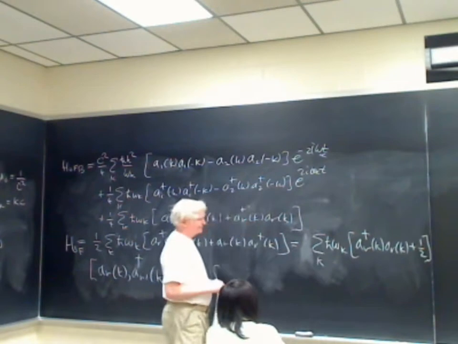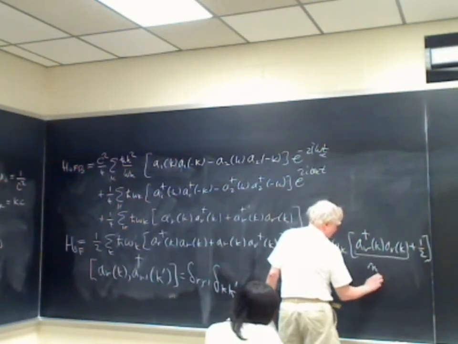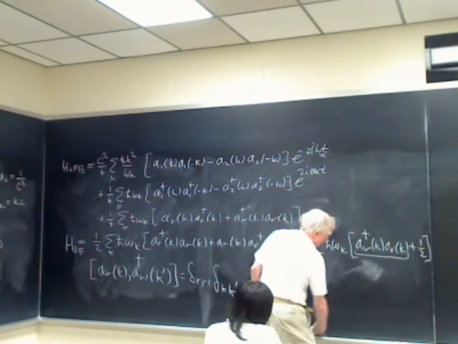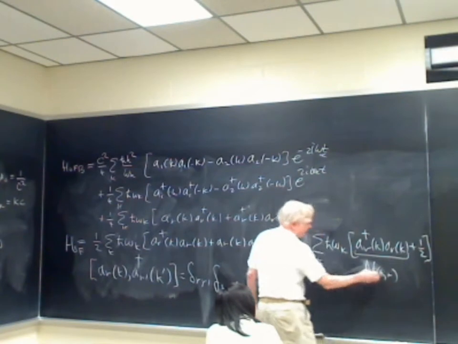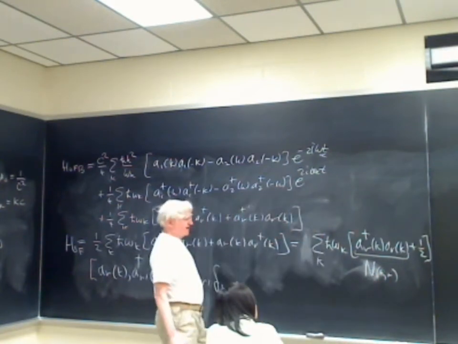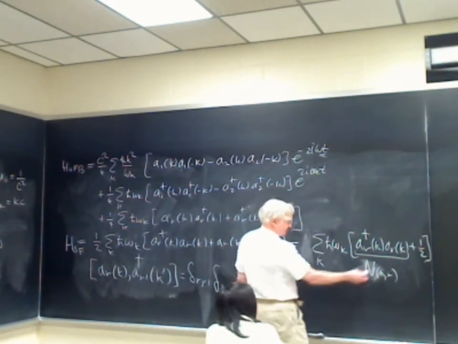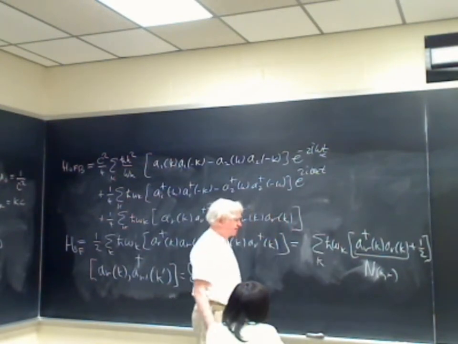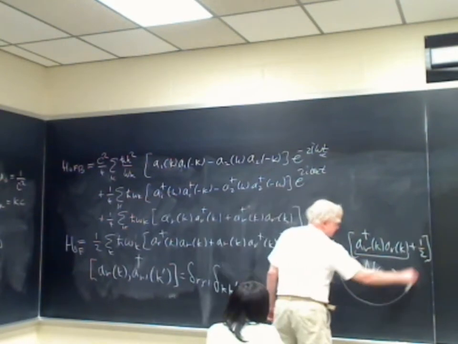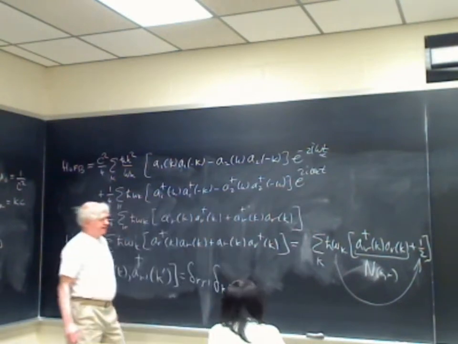and this part here just counts the number. This is sort of the number operator. Maybe I should call this capital N of k and r. This counts the number of photons of momentum k, or wave number k, and polarization r, and then that total number gets multiplied by h bar omega k, which is the energy of each photon of that momentum. And then we've got this curious thing that's left over, and that is still a mystery.